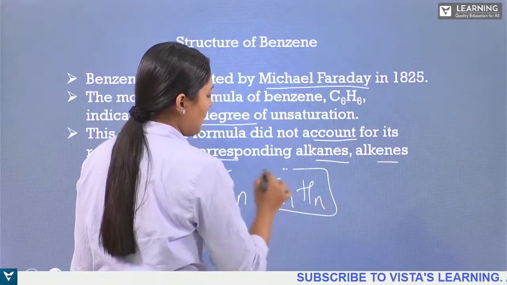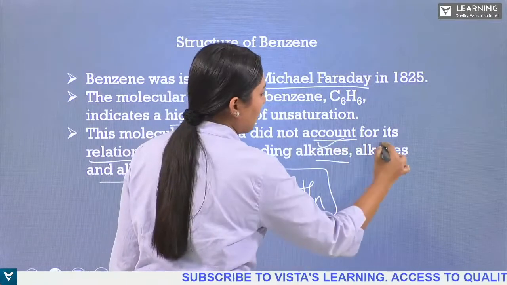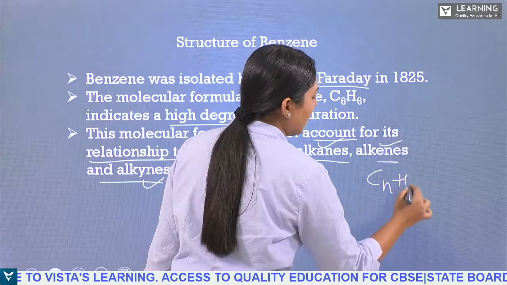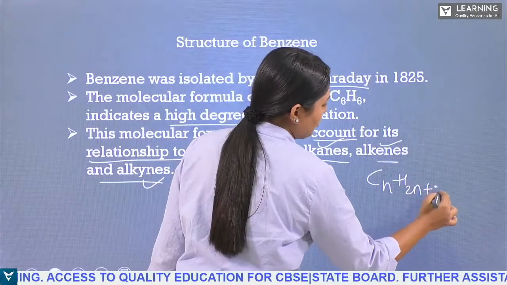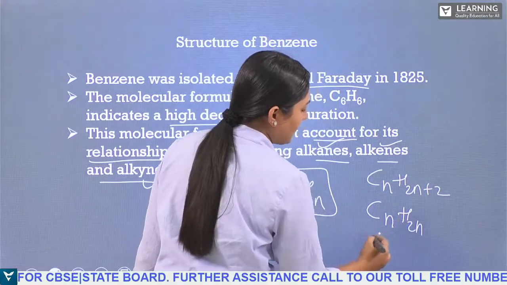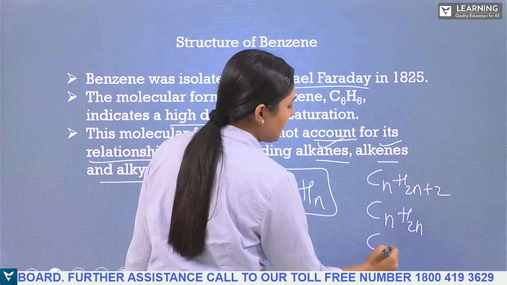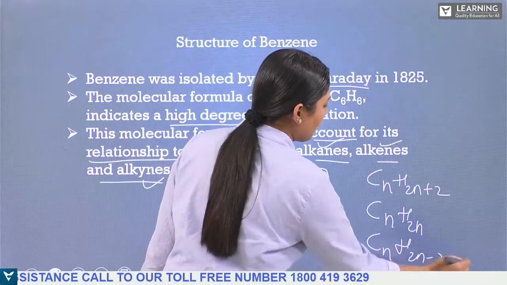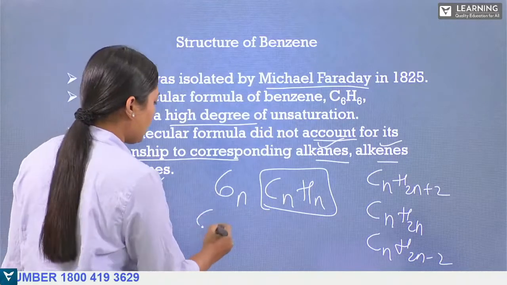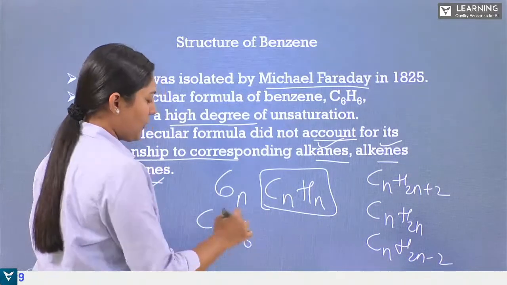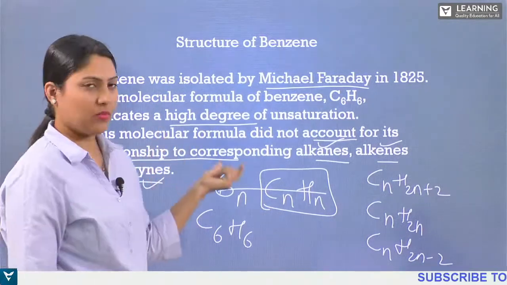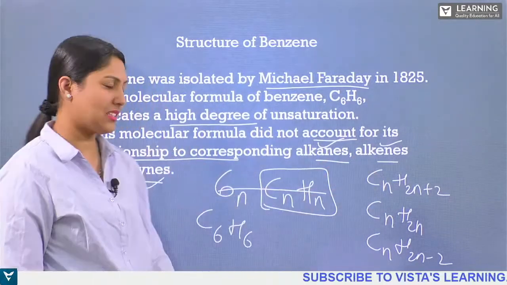So that doesn't have any relationship with alkanes, alkenes and alkynes, because alkanes are CnH2n+2, whereas alkenes are CnH2n, whereas alkynes are CnH2n-2, right? Whereas this is CnHn, or you can take C6H6. So this C6H6 is not accounted for by any of these 3 general formulas.